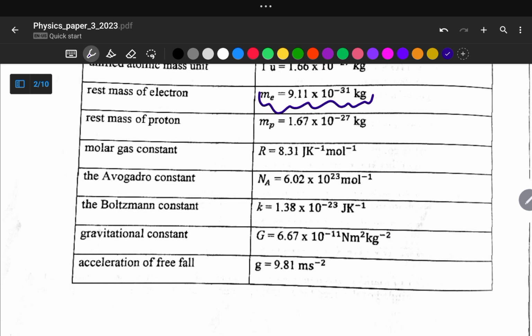There's the gravitational constant, and there's also acceleration of free fall. So you should also take note of this value, 9.81. So whenever you are required to use g or the acceleration of free fall, use 9.81. That is the required value for this question paper.